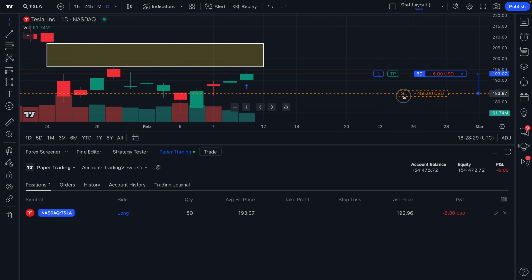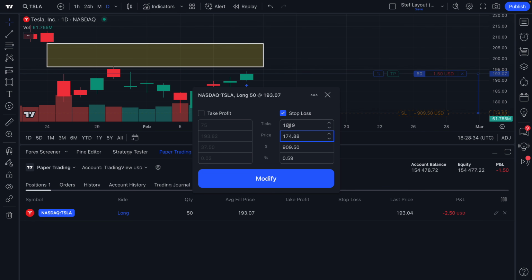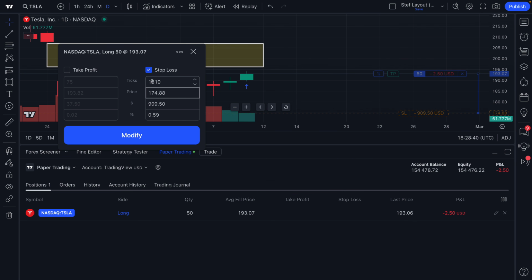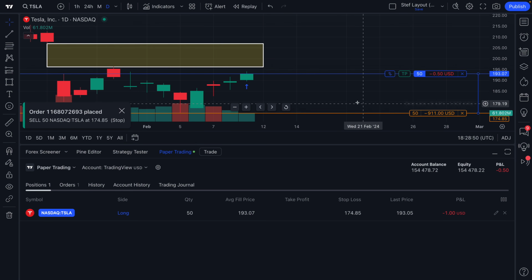So why don't we make our stop loss the absolute lows of this recent move? So once we let go of our mouse, now a new ticket opens up, and that new ticket is our stop loss. We're going to see the ticks, the price, the dollar, the percentage. We're going to click modify to ensure that that stop loss is placed there. So we click modify, and the stop loss has been placed. It's been placed. It's not executed, it's just a stop loss.